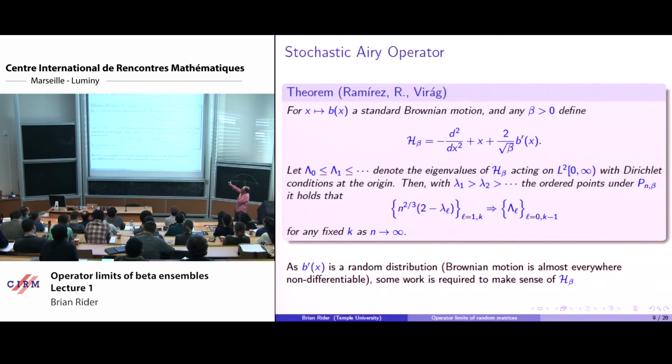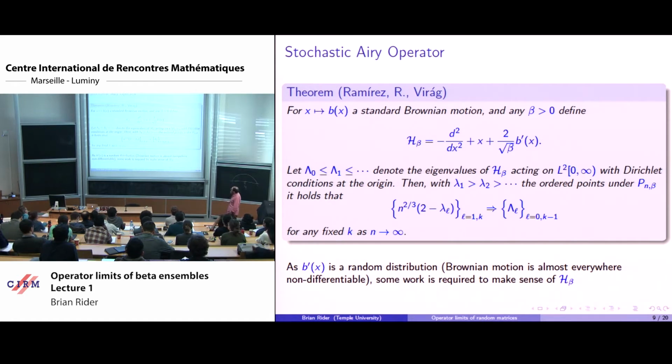And you take this thing, you view it as living on the half line, on L2 of the half line. You fix Dirichlet boundary conditions at the origin. Part of the theorem is that its associated quadratic form is bounded below and it has discrete spectrum, okay? Let's call its eigenvalues lambda 0, lambda 1, these capital lambdas.